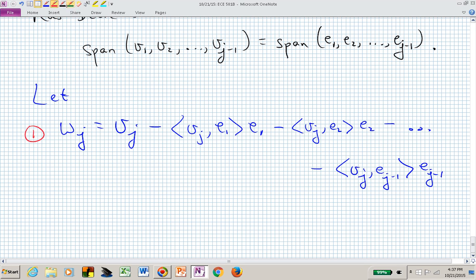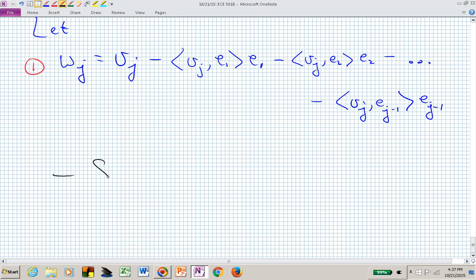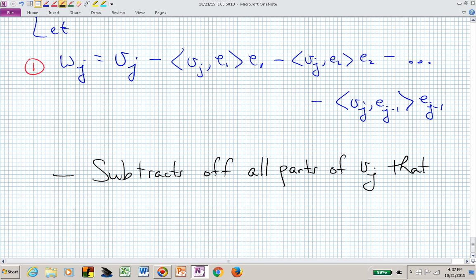And let's just state what we've done in words. This subtracts off all parts of V sub j that are along the E sub L's.